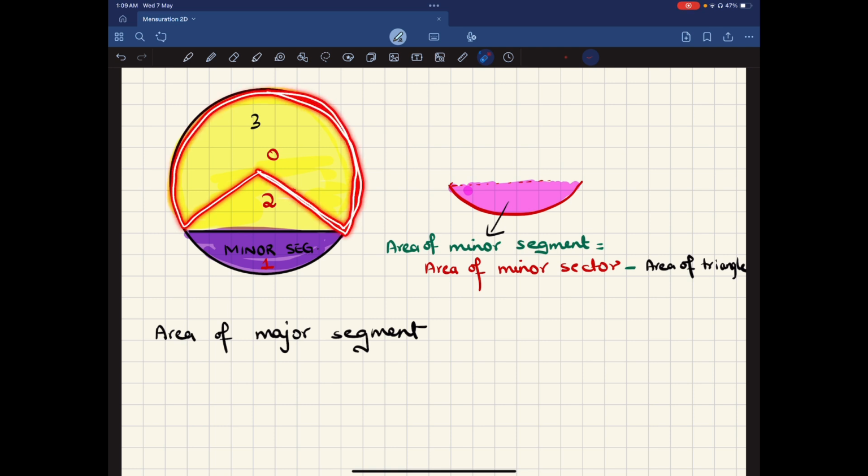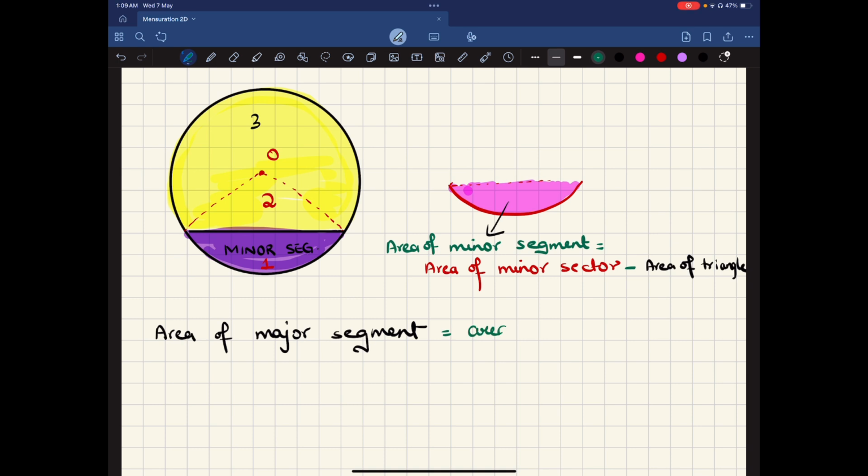The Pac-Man. So we know how to calculate the area of the major sector, and we also know how to calculate the area of the triangle. So we are going to calculate these two areas, and we're just going to add them together. So this is comparatively simpler. So the area of the major segment is going to be the area of the major sector plus the area of the triangle.